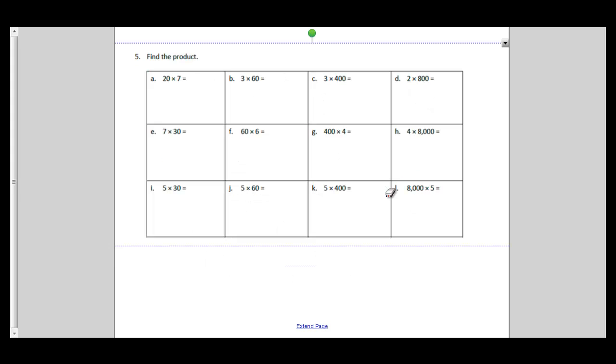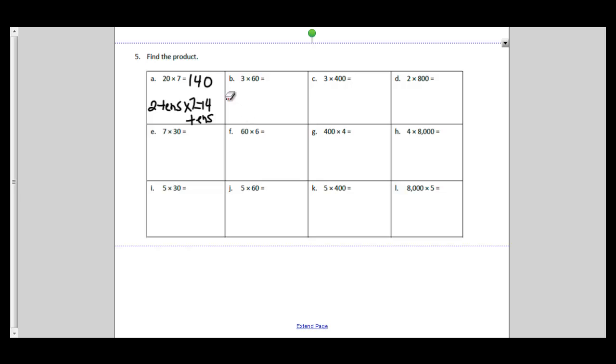All right, on to the back. Okay, so this time it says find the product, but I want you to do this just a little bit differently for me. It may be a little bit annoying, but I do want you to use unit form here. So I want you to say 2 tens times 7 equals 14 tens. You can probably fit that in there a little bit easier than I can. So 20 times 7 is 14 tens, or 140.